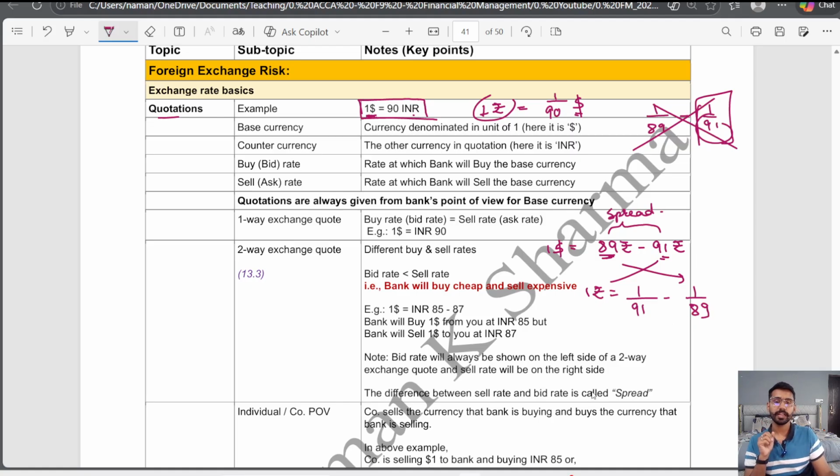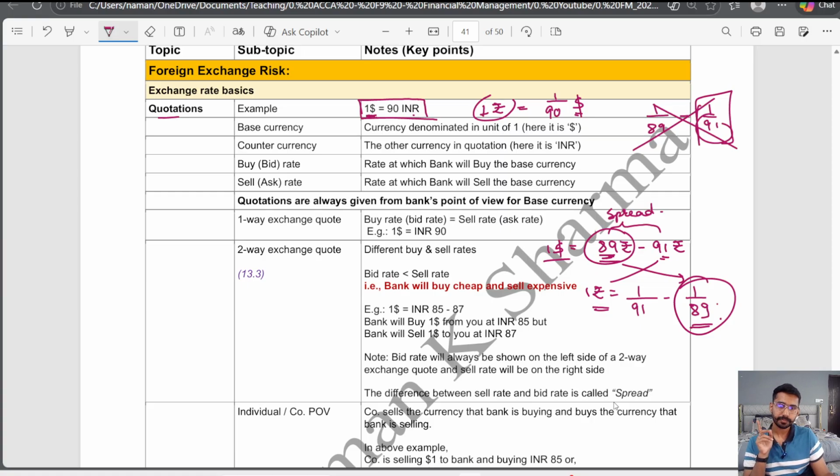If this was the quotation given to you, what will you do? You will say, what is the bank doing with the rupees? You are the exporter, you got dollars, you sell dollars to the bank. The bank is buying dollars, so it is selling rupees. If the bank is selling rupees, the bank will take this rate. It's the same rate. But when the base currency is dollar, you take the buy rate. When the base currency is rupees, you take the sell rate.